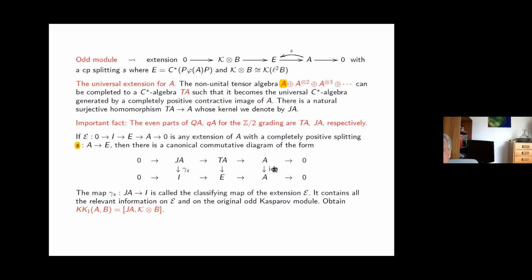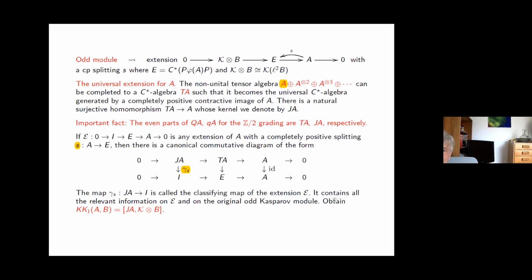And then this part of the diagram will be commutative, which implies immediately that the kernel of this map has to be mapped to the kernel of this map, which is I, and we get again a classifying map. So we get a classifying map for any extension. Again, I claim that this classifying map contains all the relevant information on the extension and also on the original Kasparov module. It's not so difficult to show that from the extension you get the Kasparov module back up to homotopy and addition of degenerate elements and so on.